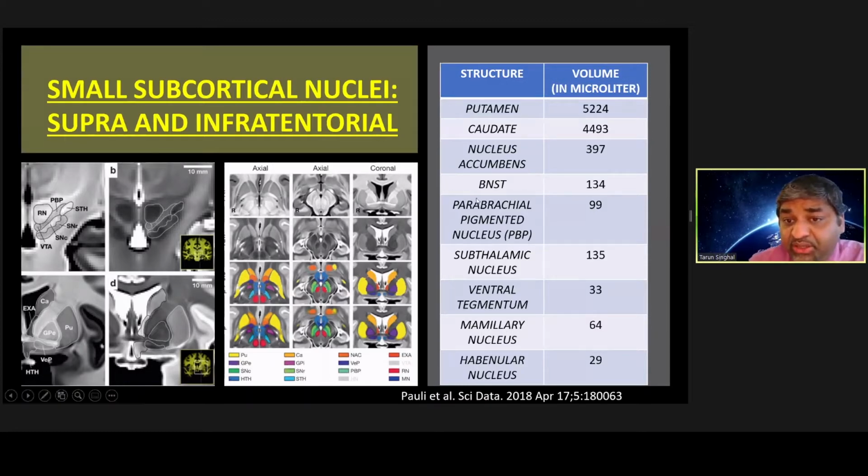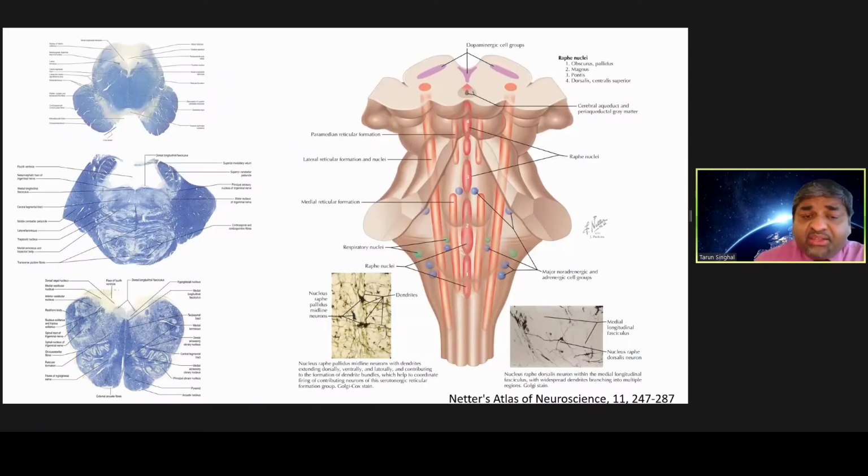Some examples include the bed nucleus of stria terminalis with a volume of approximately 134 microliters, parabrachial pigmented nucleus less than 100 microliters, subthalamic nucleus 135 microliters, ventral tegmental area, mammillary nucleus, and habenular nucleus, and many others, which have very low volumes. These small nuclei are particularly tightly packed in this high-value real estate area in the brainstem, in the midbrain, pons, and medulla. Many of these nuclei have specific molecular signatures that have a role in the pathogenesis of many of these diseases and need to be specifically studied in a discrete fashion.